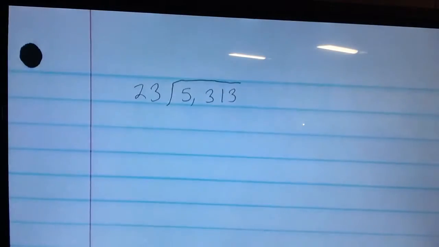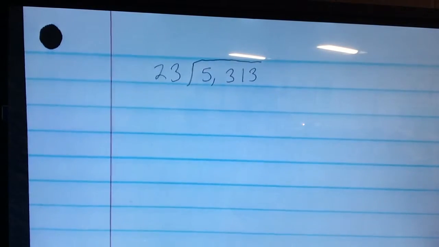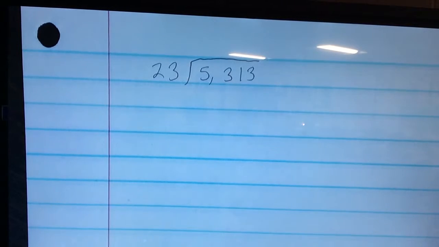So, boys and girls, if you would, let's go ahead and try to work this problem out together. Let's say we have a divisor of 23, and let's say we have a dividend of 5,313. Go ahead and use the standard algorithm that we have used in the past, the one that I've taught you earlier in the year, or reviewed with you earlier in the year. Go ahead and work this one out the way you usually do. I'll give you a few minutes head start, and then I'll work it out as well. So go ahead and work on that.